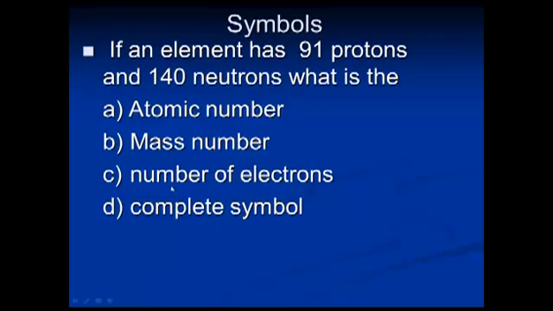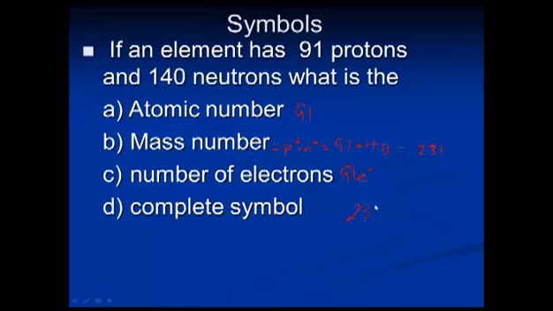Okay, your atomic number is the same as your number of protons. So your atomic number would be 91. Your number of protons is also equal to your number of electrons. Now, your mass number is equal to your protons plus your neutrons. My protons are 91. My neutrons, given up here in the top, is 140. So you add those together and you get 231. Okay? And you do the complete symbol.